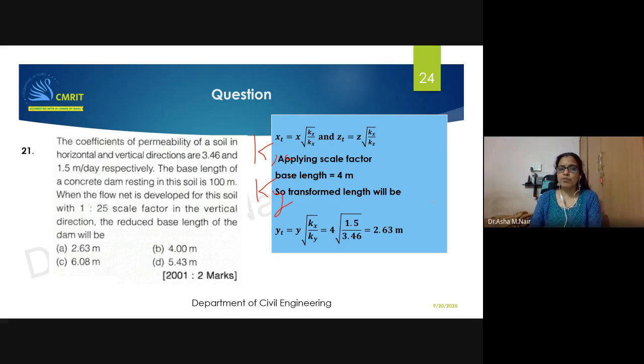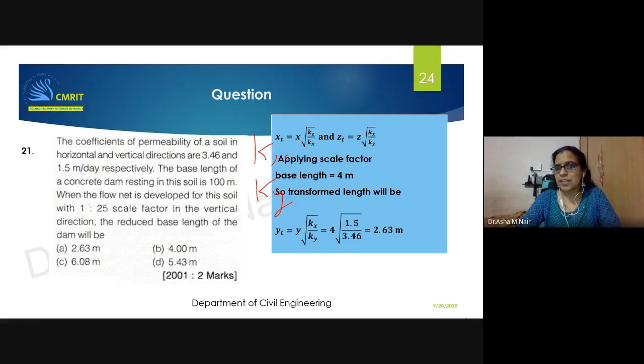Before we start with this, please keep in mind, I have shown this in the last class. Whenever you don't have an isotropic condition, whenever there is an anisotropic condition, you have to transform the axis in such a way that it can be expressed the same as an isotropic condition. So how do you do the transformation?